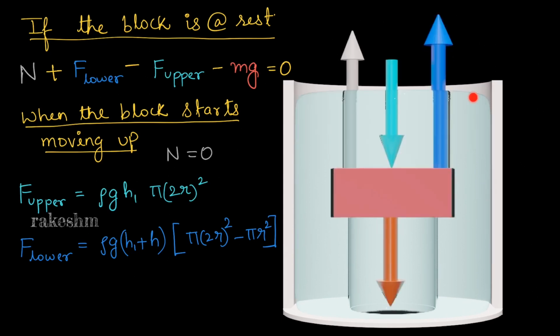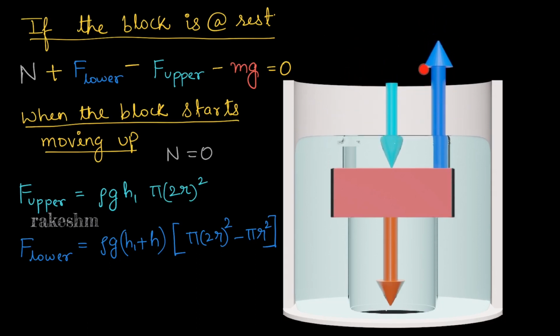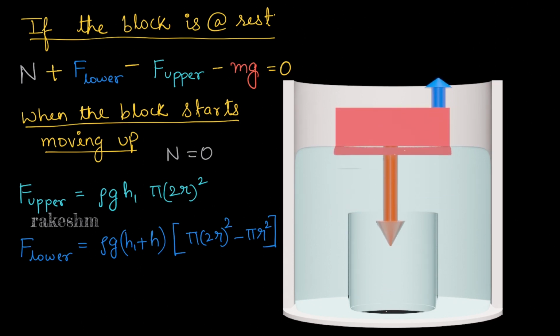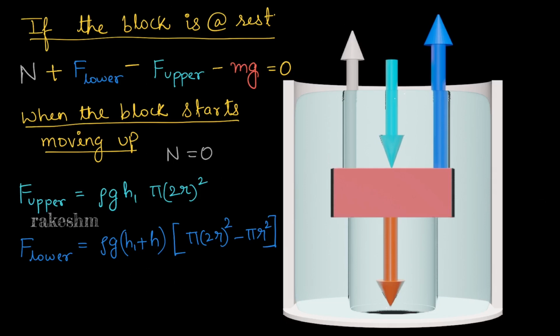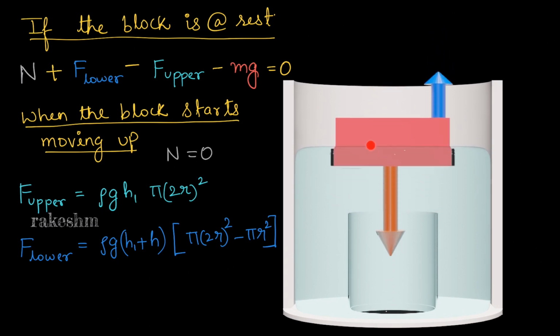So as the liquid level decreases, the force due to the liquid on the lower surface also decreases. So you see this force is decreasing. Next, as the water level is decreasing, the force due to the liquid on the upper surface of the block also decreases. So you can see that this force is also decreasing.